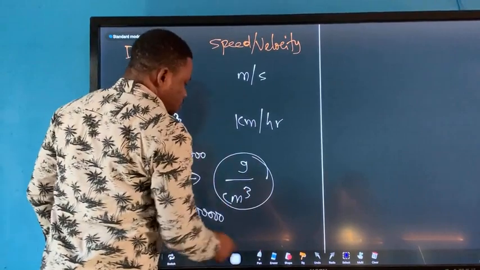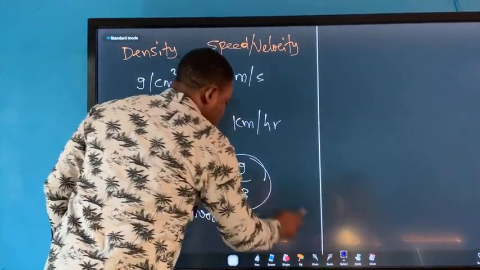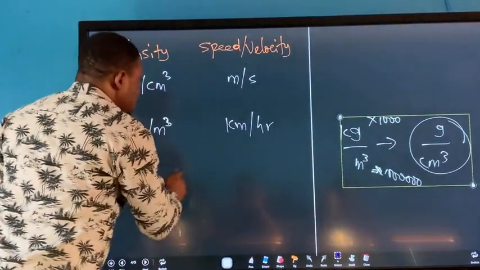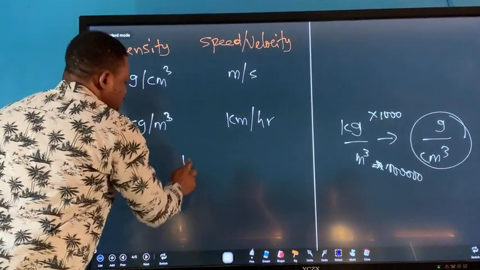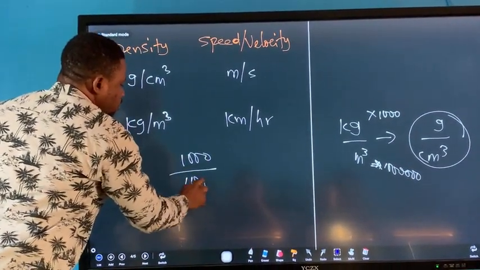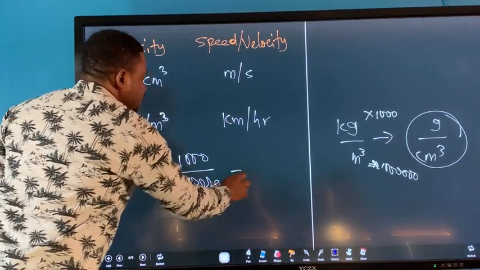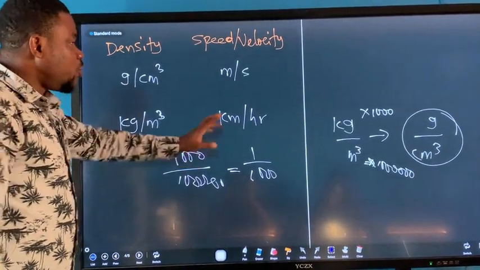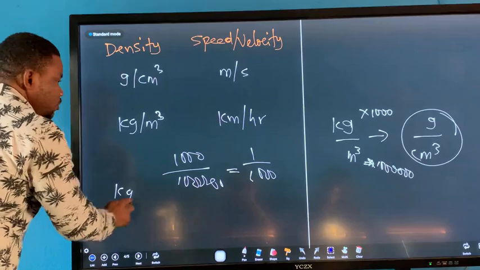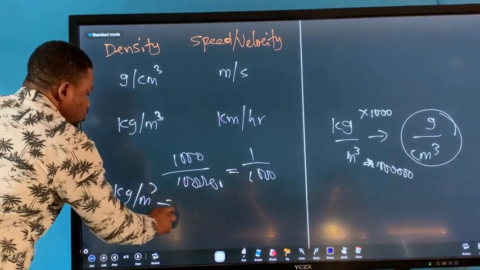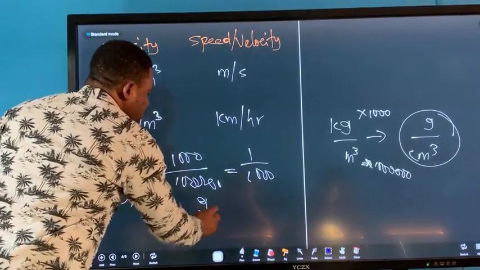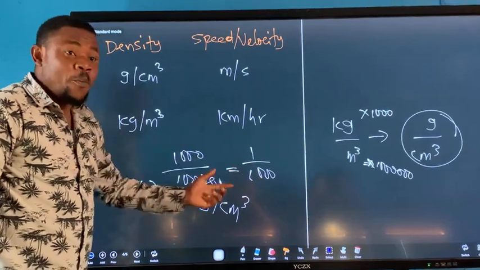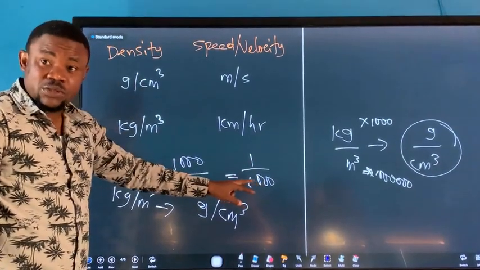1,000 over 1 million, what will I get? Are you getting it? So if I'm converting that, it's 1,000 over 1 million. So at the end of the day, I get 1 over 1,000. Do you get what I'm saying? So from kilogram per meter cube to gram per centimeter cube, it's like dividing by 1,000 or multiplying by 1 over 1,000. Do you understand what I'm saying?